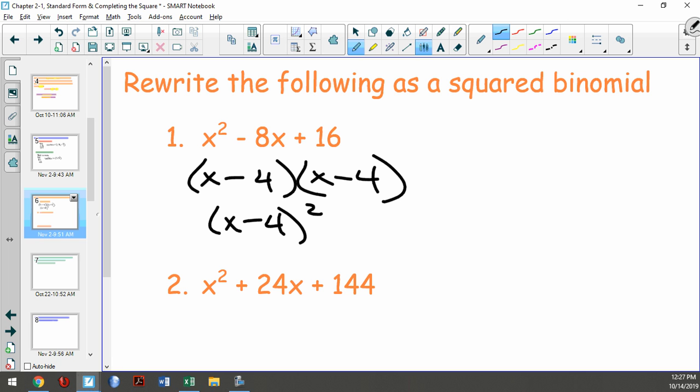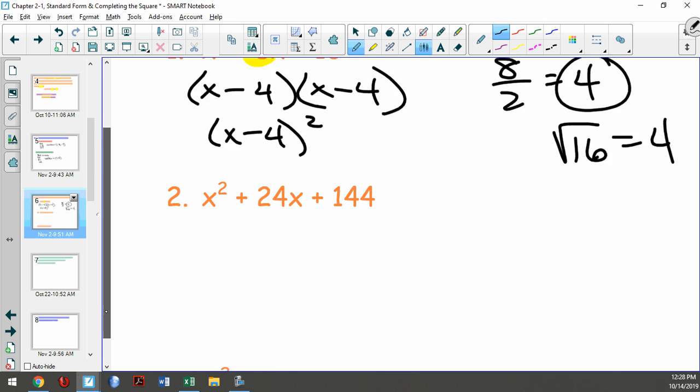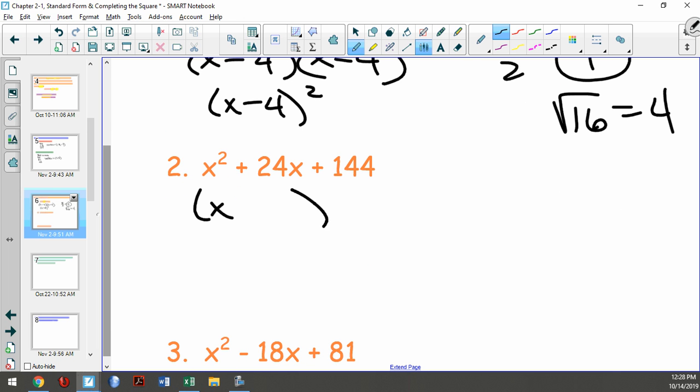Now watch. If I had taken my middle term, which was 8, and simply divided it by 2, that would have given me 4, and that's exactly what I needed to put right there, isn't it? Do we see that? It just so happens the square root of 16 is also 4, because that is going to make it a perfect squared binomial. So if we look at number 2, this is going to be x. I need this sign, which is plus, and what's 24 divided by 2? Squared. Do we understand that?